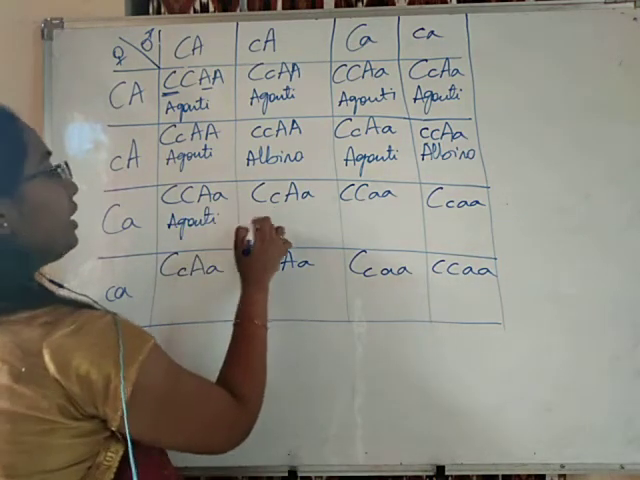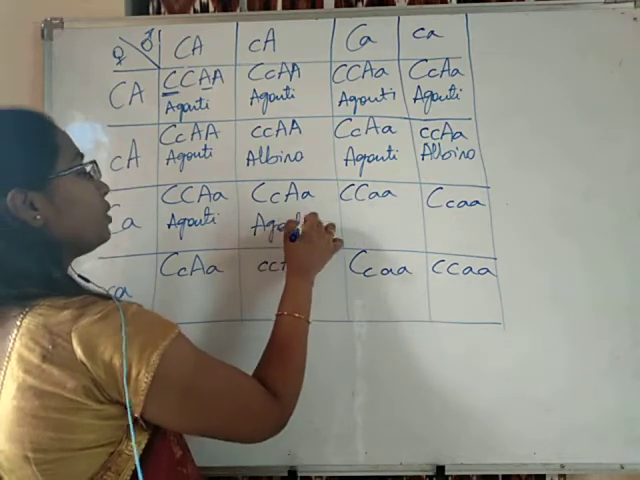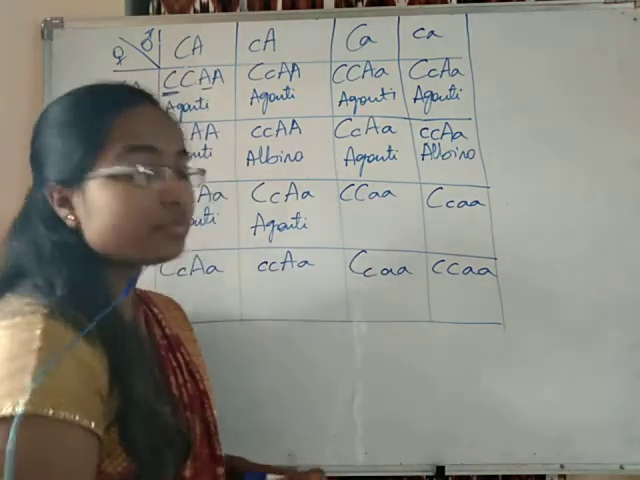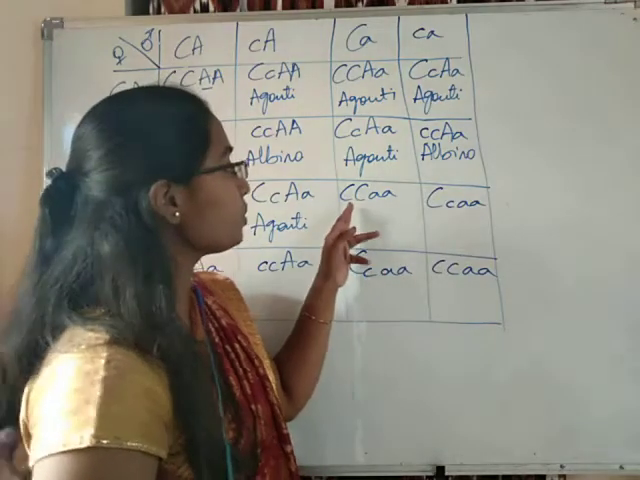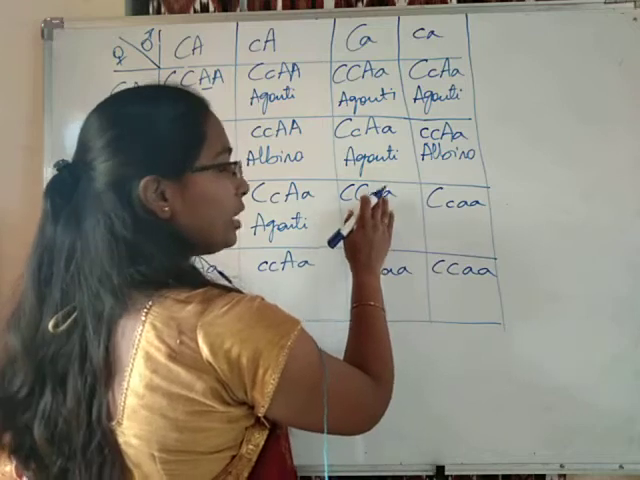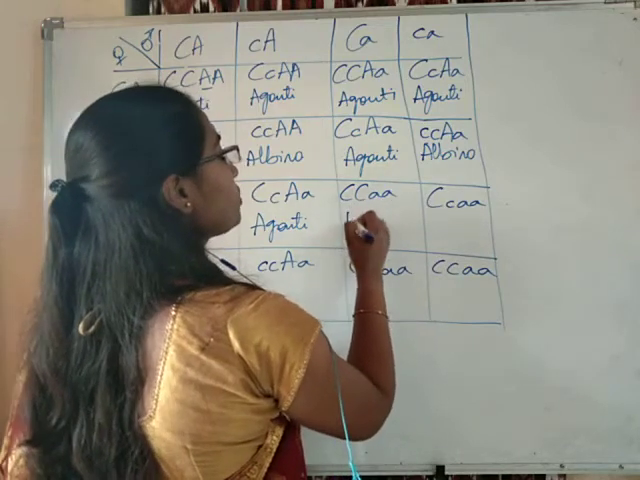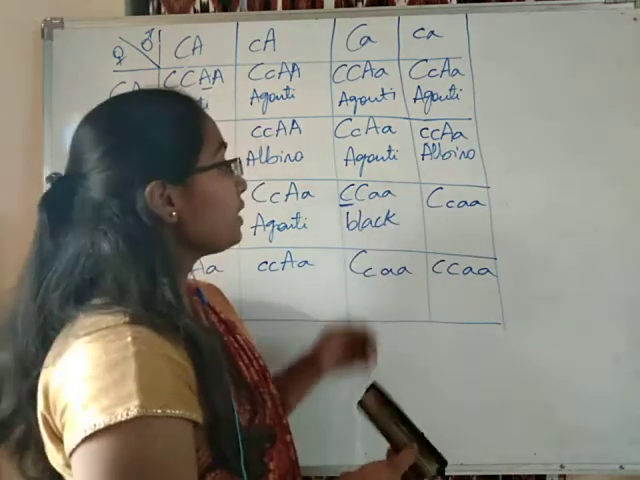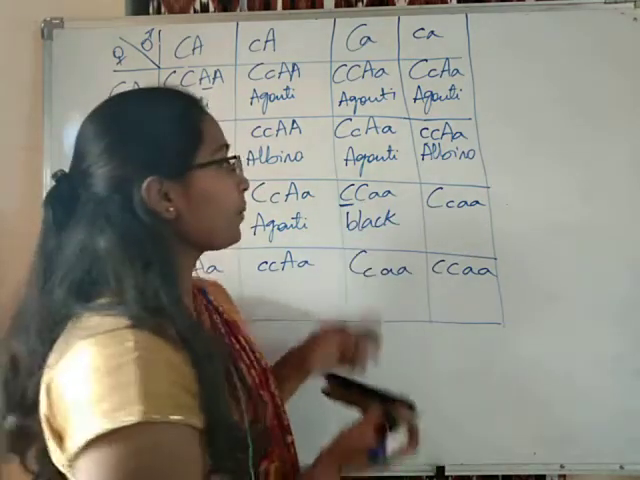Capital C, capital A, this is again going to be an agouti. Capital C but small a, so there is no A for C to supplement the function, so C is expressing itself even in the absence of the dominant A allele. So this individual is going to be black because there is only capital C, no capital A.